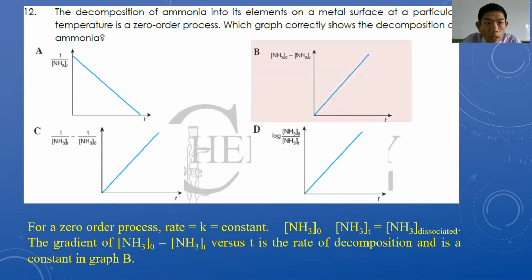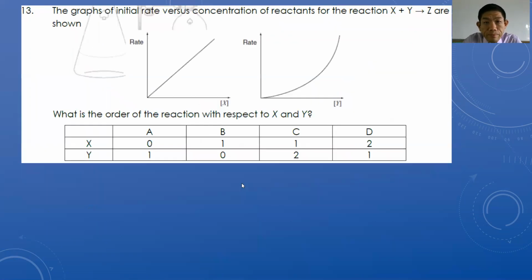Whereas 1 over concentration is for second order, and log concentration is for first order. So that is why the best answer in here is B.